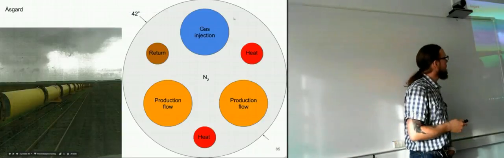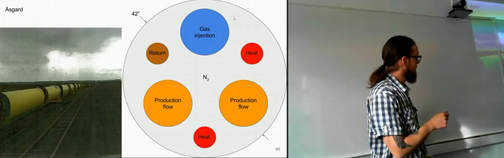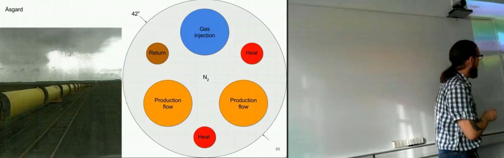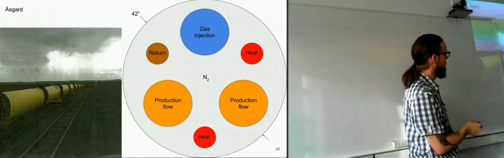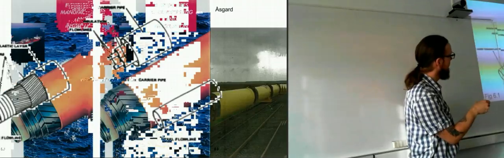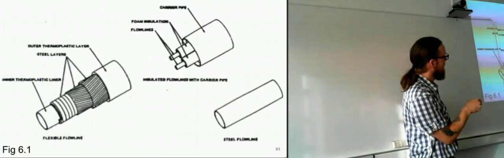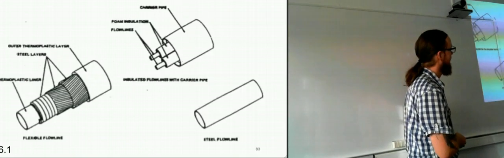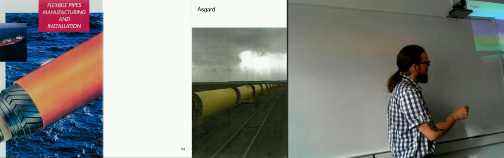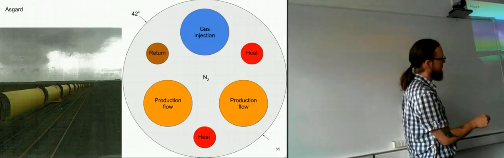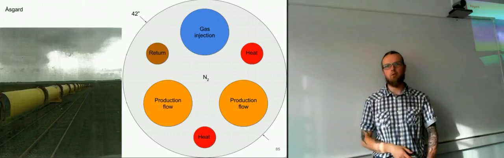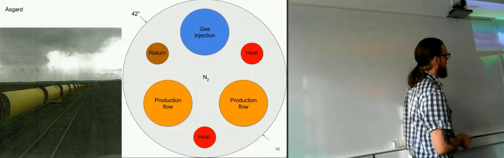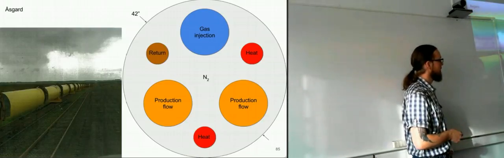So here we have from the Åsgard field this flow line, or it's one of these multiple ones. We have this one where we have several flow lines inside one huge steel pipe. So as you can see here, it's 42 inches across. That's pretty huge. You can see it lying here on land, waiting to be placed offshore as it's going along.